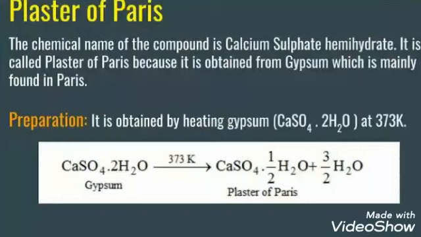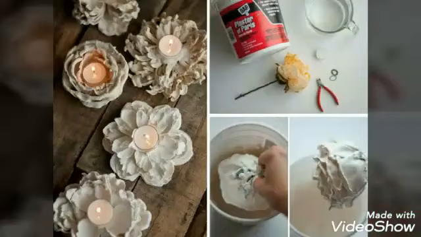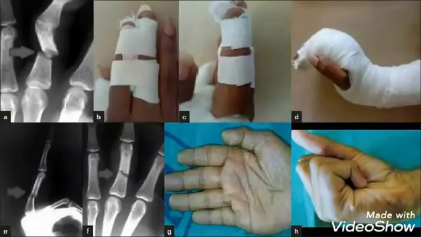The next salt is plaster of Paris, which is calcium sulfate hemihydrate with the formula CaSO4.½H2O. It is prepared from gypsum by heating at 373 Kelvin. Gypsum is calcium sulfate dihydrate. On heating at 100 degrees Celsius, it loses 1.5 water molecules and forms plaster of Paris. This plaster of Paris should always be stored in an airtight container because when exposed, it absorbs moisture from the atmosphere and hardens, and again it forms gypsum. Plaster of Paris is used for making toys, decorative materials, for smooth ceilings, and also for plastering fractured bones.